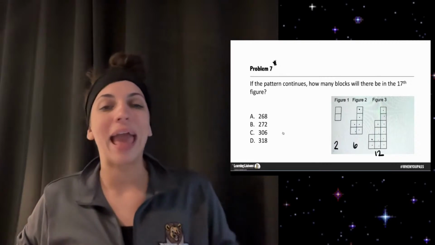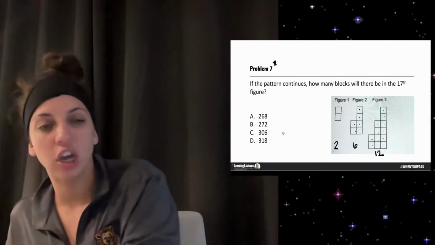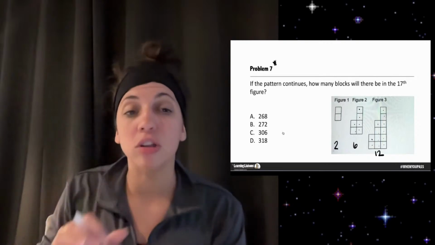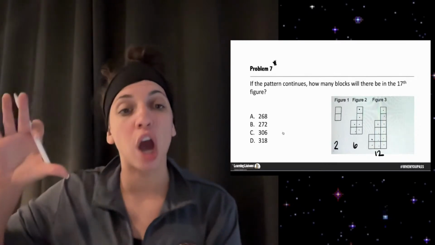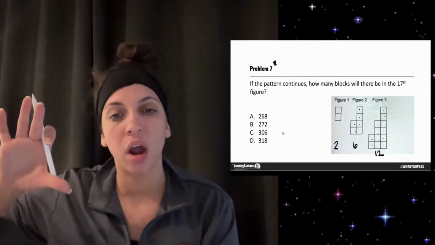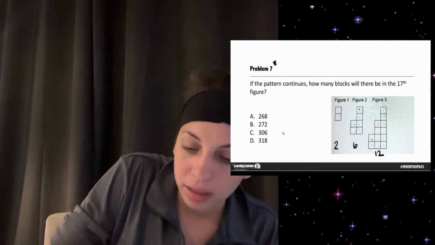What am I adding to each figure? You can look at this in multiple different ways. I'm adding a row that is 2 more than the row before. So I started with 2.